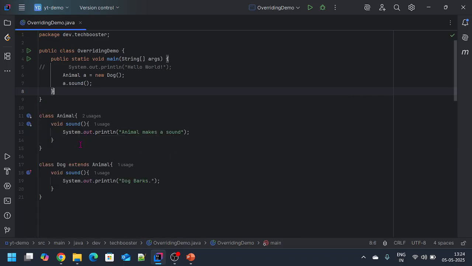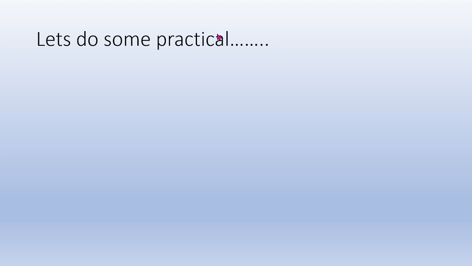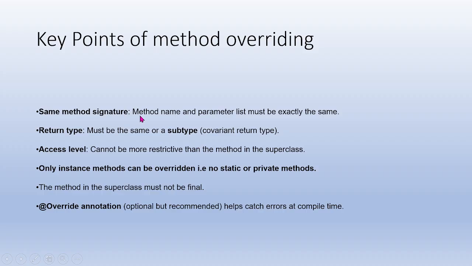We can say that we have provided a sound method which has the same parameter type, as I told, that is the same method signature and parameter list. Though it doesn't have any parameter list, we can check with other things as well. And both are having the same return type.